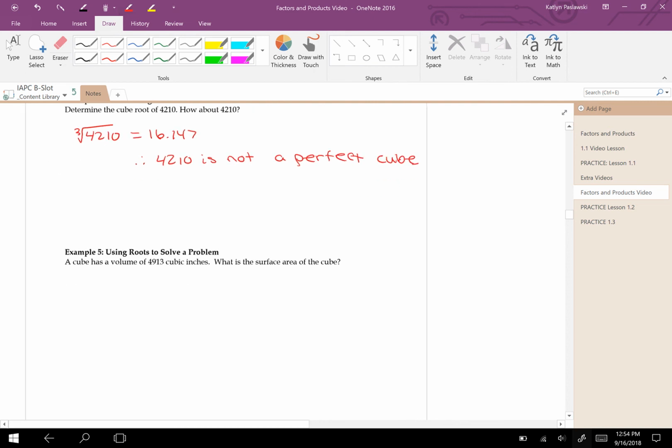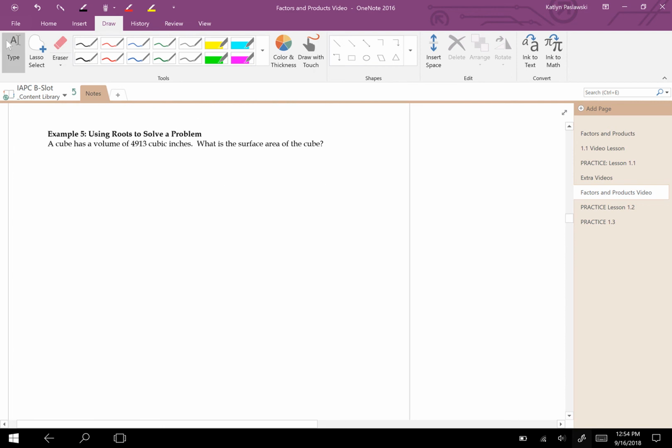Using that knowledge and some prior knowledge based off of surface area, we're going to solve this problem using roots to solve a problem. So we have a cube has a volume, so that's a key term there, of 4,913 cubic inches. It's given us a measurement. What is the surface area of the cube? So we need to know that in order to solve for volume, it's equal to the length multiplied by the length multiplied by the length of a cube, and we know that's equal to 4,913 inches cubed.